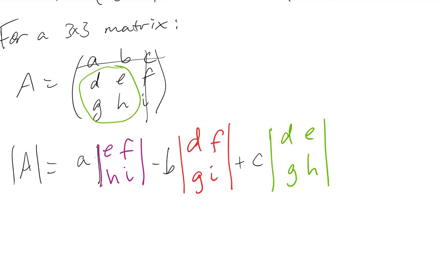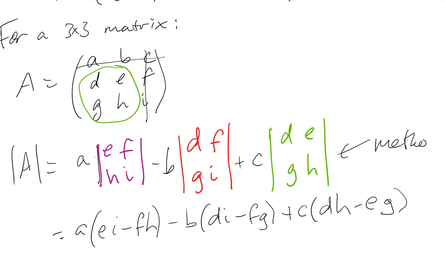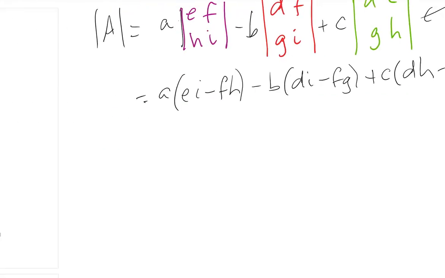Now, I guess we can write it all out if you want. This will be A times (EI minus FH), minus B times (DI minus FG), plus C times (DH minus EG), like that. Now, no one would ever memorize this. It would be a good idea, let's just put it that way, to know the method, okay? So let's do this with numbers, and then we're going to get to matrices here in a second.